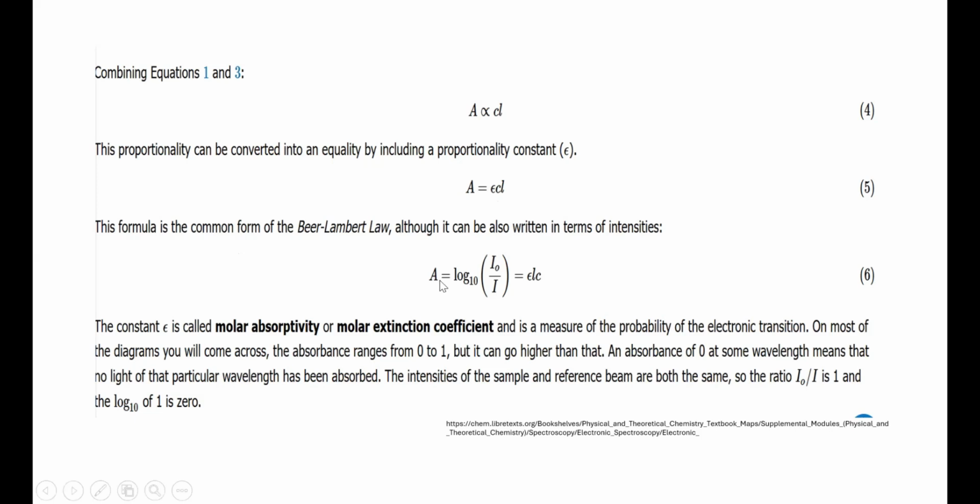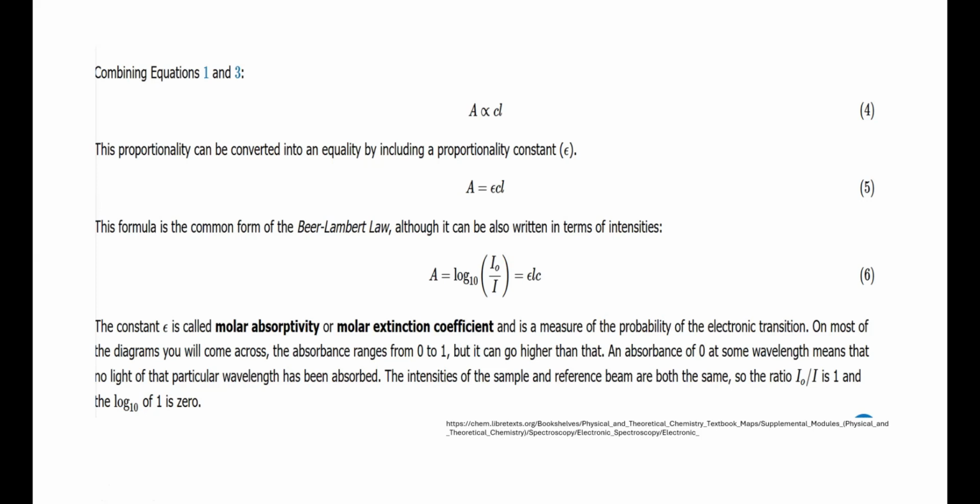So the formula, when I look into it, if I rearrange the value for A: A is equal to log to the base 10 I0 upon I, is equal to epsilon LC, where epsilon is the proportionality constant, which is referred to as the molar absorptivity coefficient, or it is also called the molar extinction coefficient.